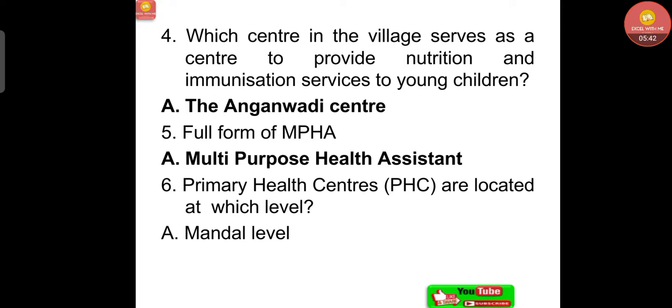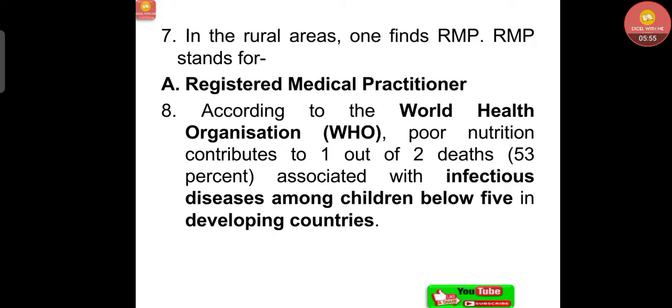Now, full form of MPHA, that is multi-purpose health assistant. Now, primary health centers, that is PHC, are located at which level? That is Mandal level. In the rural areas, one finds RMP. RMP stands for Registered Medical Practitioner. Now, according to the World Health Organization WHO, poor nutrition contributes to 1 out of 2 deaths, that is 53%, associated with infectious diseases among children below 5 in developing countries.